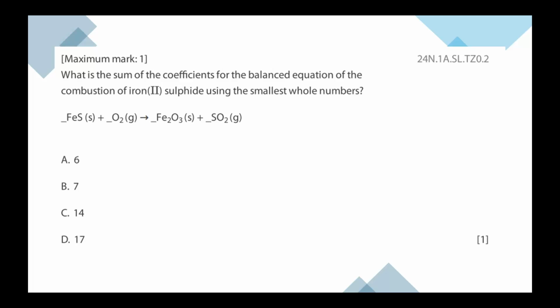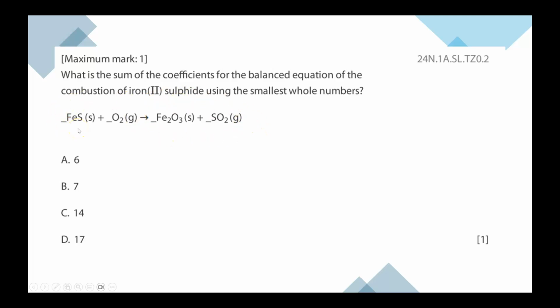So first up, we have a balancing equation question. I'm going to get you to pause the video, read the question, and then we'll go through it together. So the question is asking us, what's the sum of the coefficients, that's the numbers out the front, of the balanced equation for the combustion of iron sulfide, that's this one right here, with oxygen, because they always are. It doesn't say with oxygen, but combustion means with oxygen. And it gives us our products here, and we need to balance this equation.